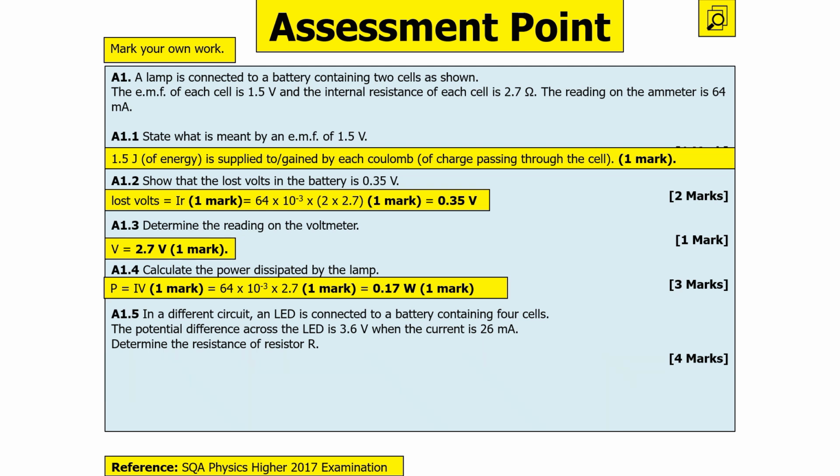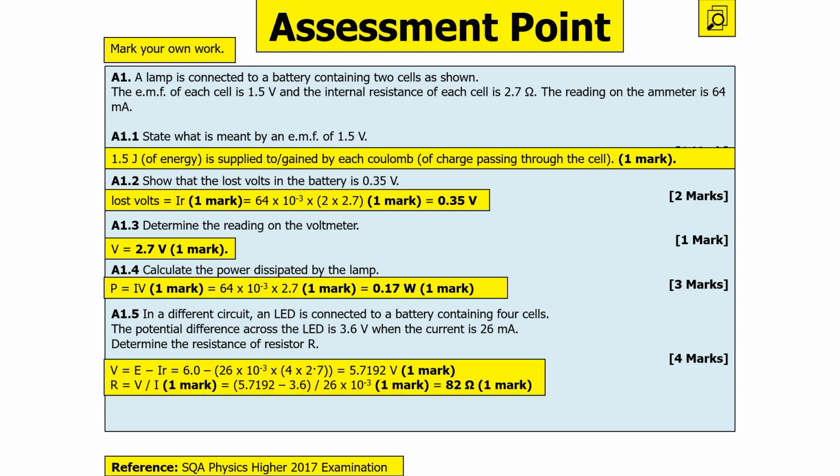Here we know that our terminal PD is equal to the EMF minus the lost volts. Work it all through and we get 5.7192 volts. Resistance is equal to PD over current. Now we need to work out the PD of the actual resistor, because we're working out the resistance of the resistor. So that's the difference in the two values. We then divide it by the current, which is 26 times 10 to the minus 3, so we get 82 ohms.